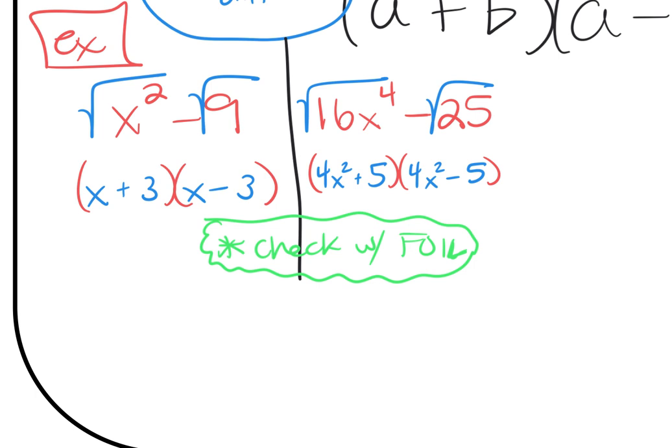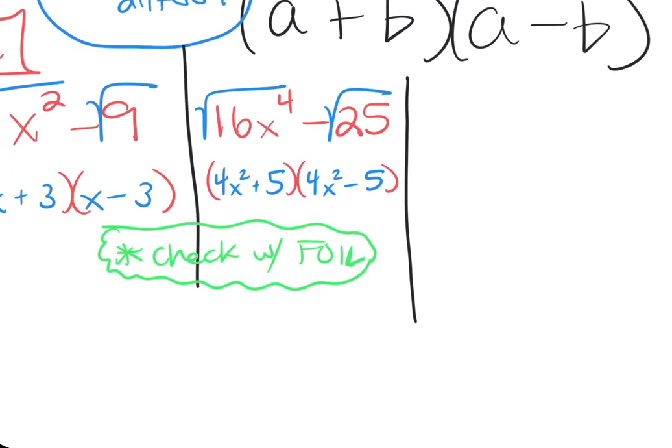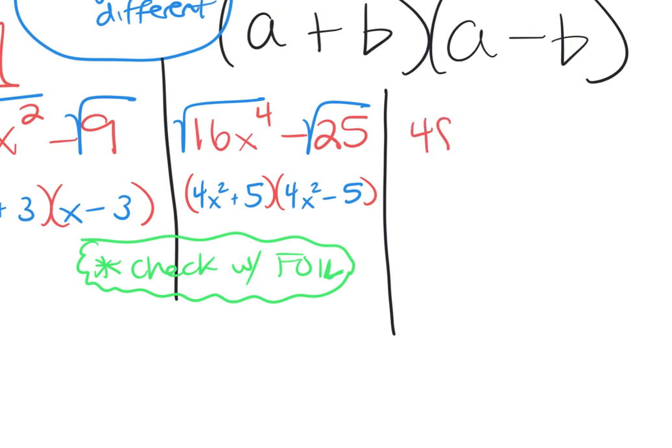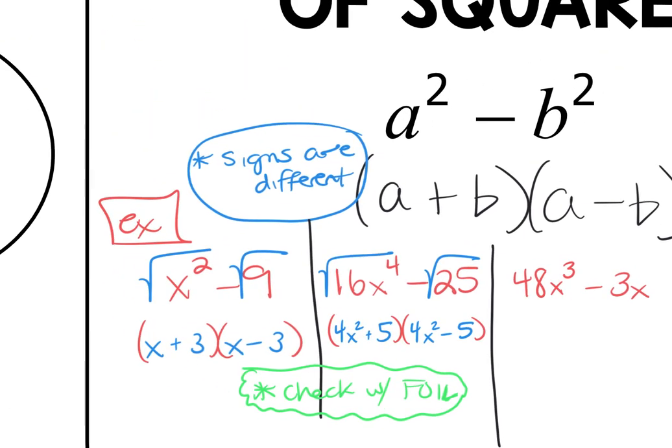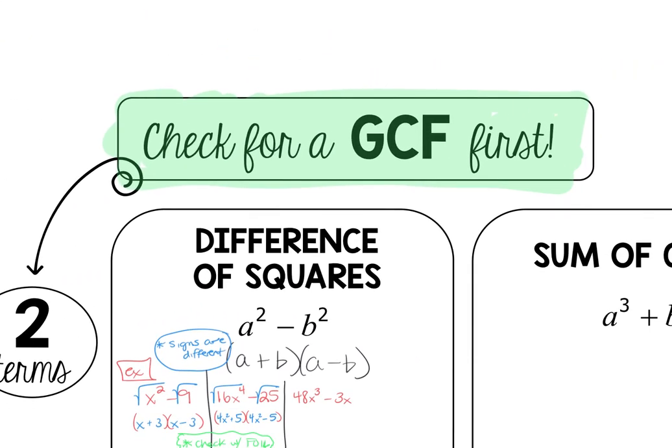Let's try one more. We're going to take a look at 48x cubed minus 3x. All right. Now, it is a difference. I see subtraction. I have 2 terms. But one thing that's kind of weird to me is I've got a 48 and a 3. If you look at our numbers of perfect squares, neither one is a perfect square. So this is a situation where we need to look for that greatest common factor first.